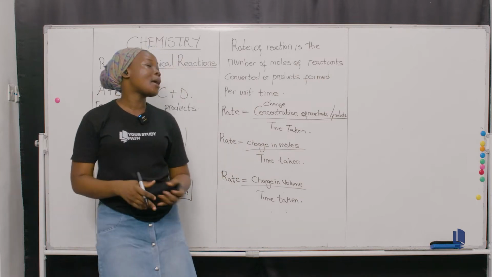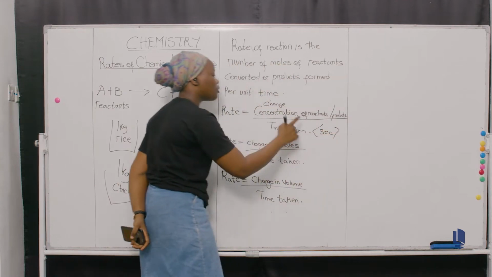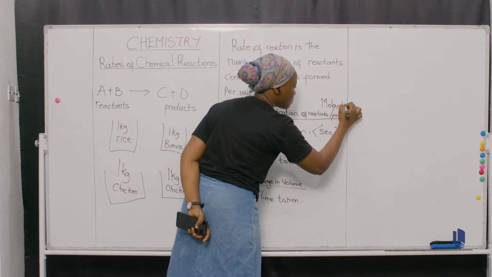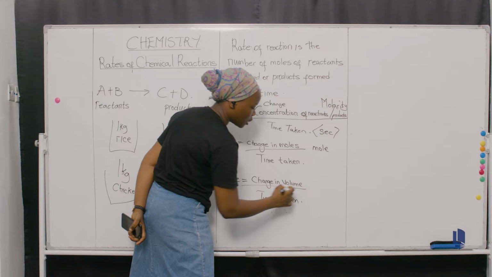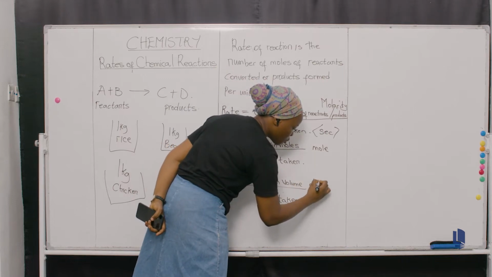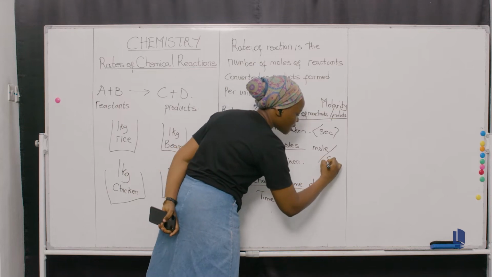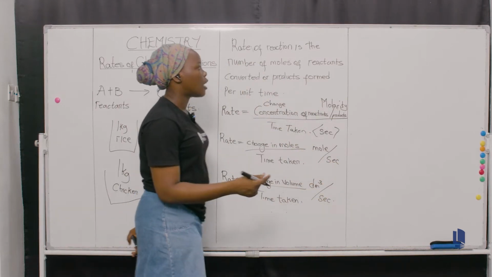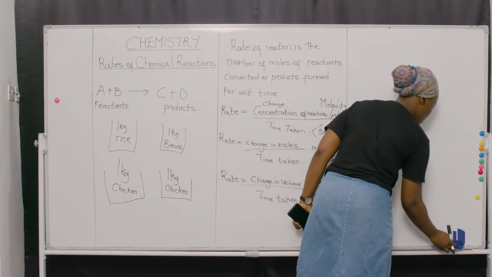And we know that time is calculated in seconds. Concentration is calculated in mole per dm cube, molarity. This is calculated in mole. This is calculated in dm cube. So this is mole over time. Time will be seconds. Dm cube over seconds. Let's take 2 questions to buttress that point.